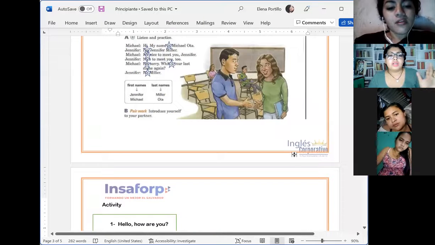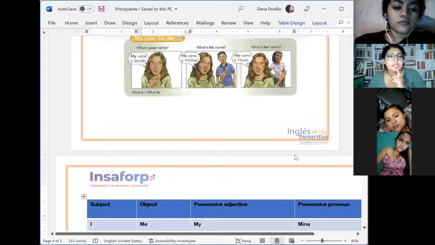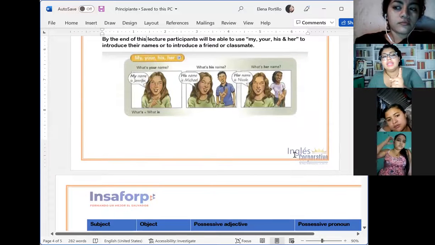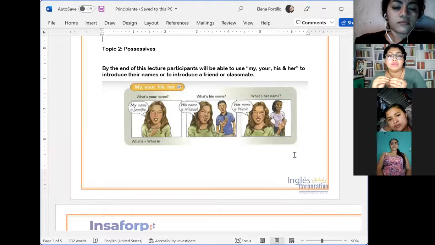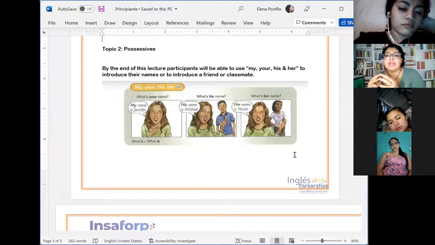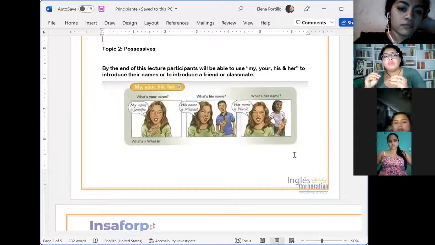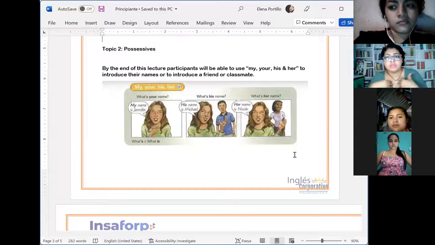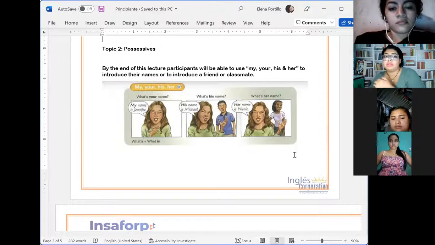Then we have the conversation, we have the activity that we were doing yesterday. And then we have the possessive. Teníamos el tema de los posesivos, que era donde hablábamos de my, your, his, her. Pero en este caso estamos hablando de los posesivos para las presentaciones. No para hablar de que los objetos son míos o de cierta persona, sino para las presentaciones, like in the example, my name is Jennifer.